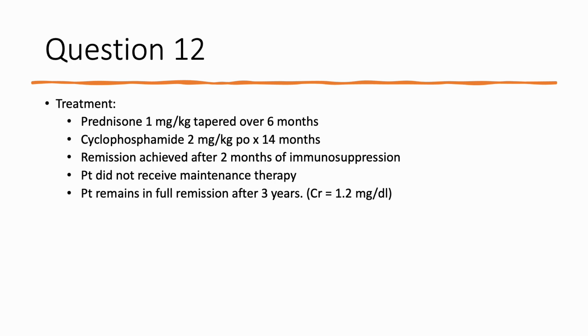3 years out, the patient remains in full remission, meaning her proteinuria is less than 300 milligrams per gram creatinine. She doesn't have hematuria, and her creatinine improved, and it is 1.2 milligrams per deciliter. So really good result. No hemoptysis.